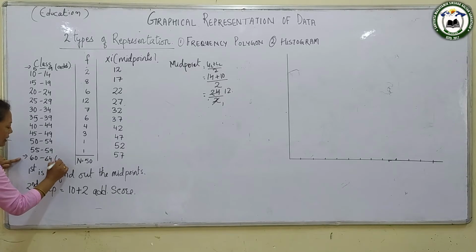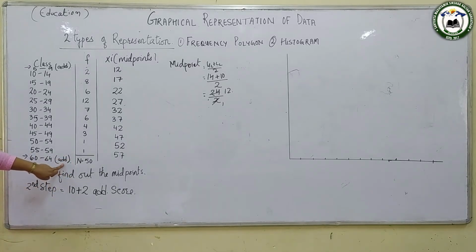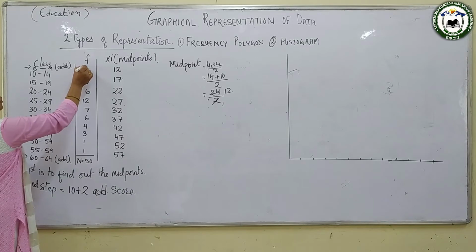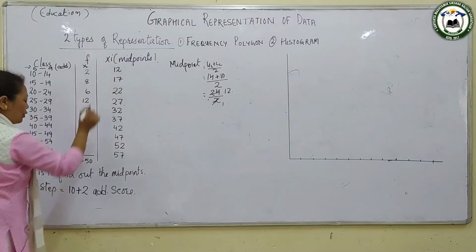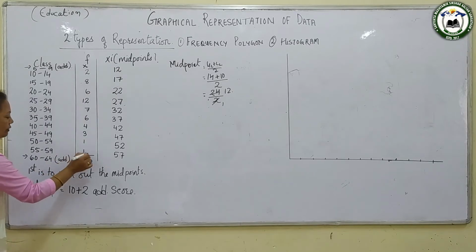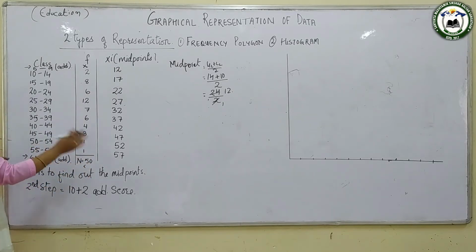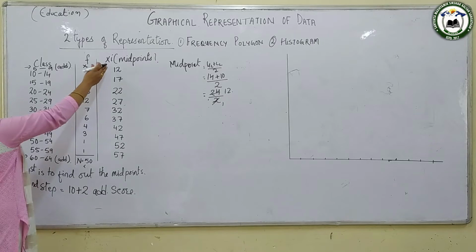I will also write ADD. That means this is, for convenience, my additional score. Since these are the two additional scores, they don't have any frequencies, but you need to take out the midpoints. So over here also there are no frequencies, you only have to take out the midpoints. So take out the midpoints.